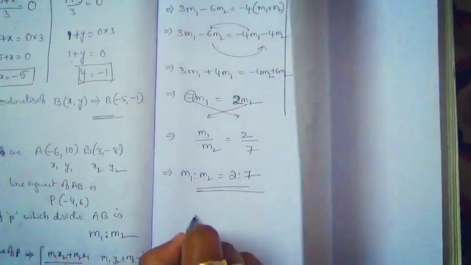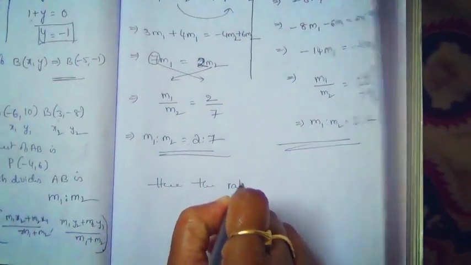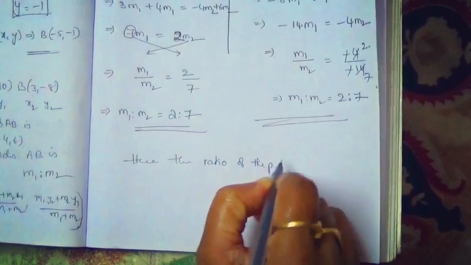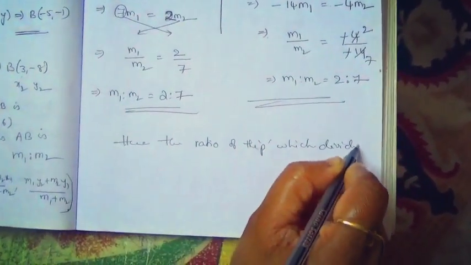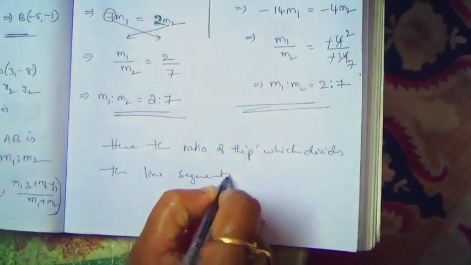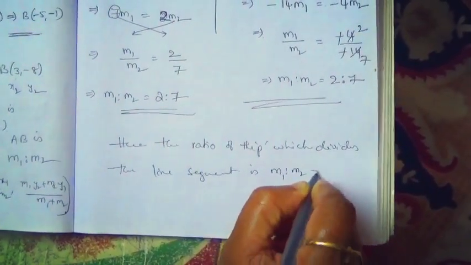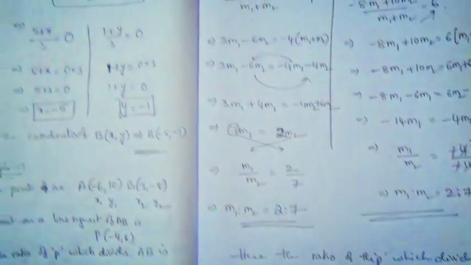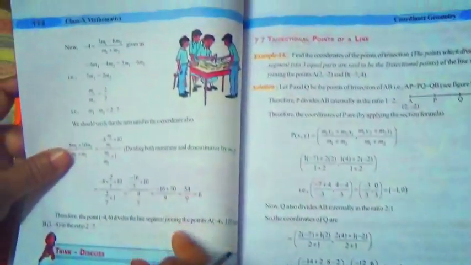Okay, so here the ratio in which P divides the line segment is m1 is to m2. That implies 2 is to 7. That is the solution for this example 13. Okay, up to here we finished example 13.